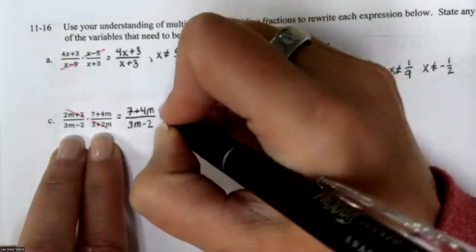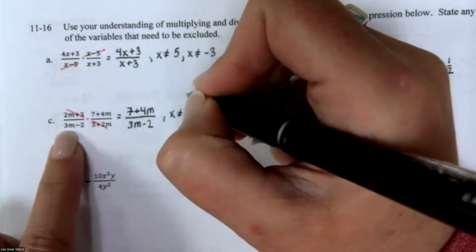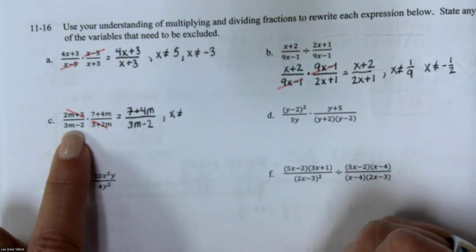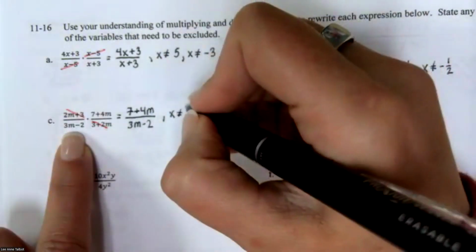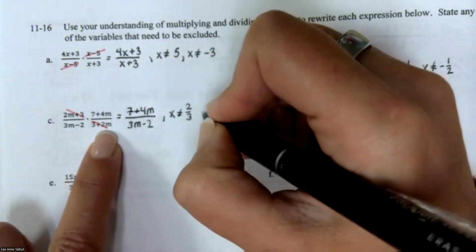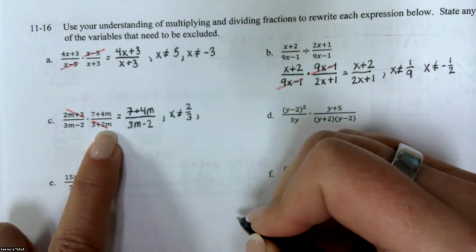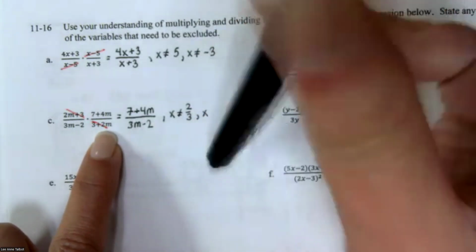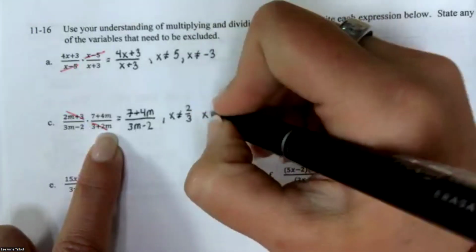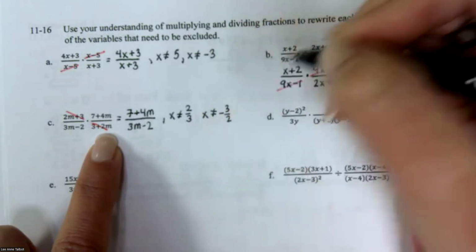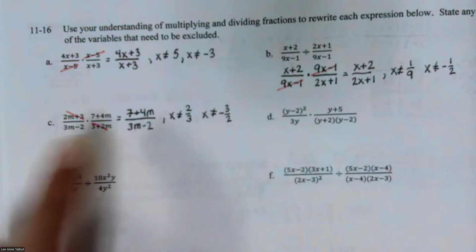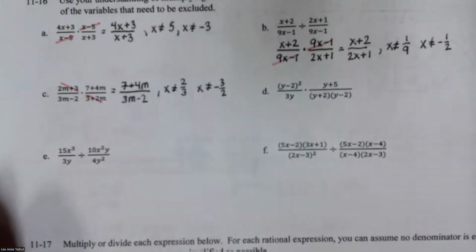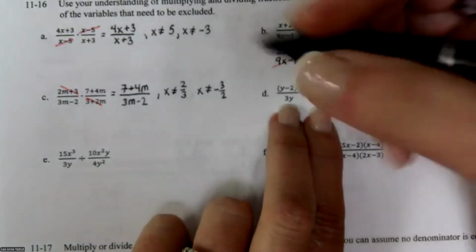Okay, excluded values. X cannot be, what's the excluded value for this one? Yep. Oh, for that one. And then this one, -3/2, yeah. Again, if you can't do this in your head, it's totally fine. Just set them not equal to 0. Okay. D.